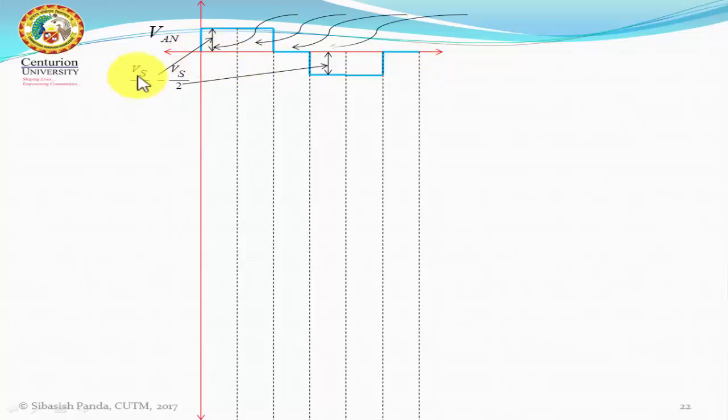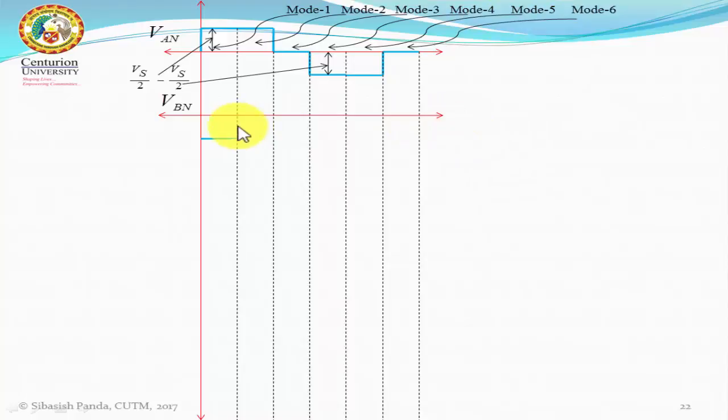Okay. So this is VAN, with Vs by 2 and minus Vs by 2. This is mode 1, mode 2, mode 3, mode 4, mode 5 and mode 6. What is BN? First it is minus Vs by 2, then 0, then Vs by 2, Vs by 2, 0, then minus Vs by 2. Similarly, we can go for CN: 0, minus Vs by 2, minus Vs by 2, then 0, plus Vs by 2, plus Vs by 2.